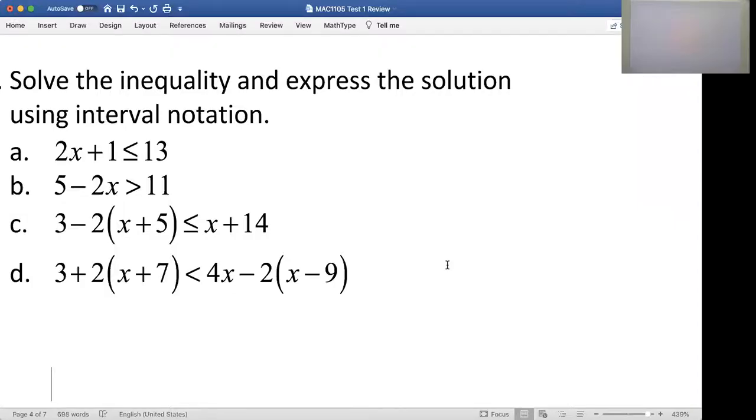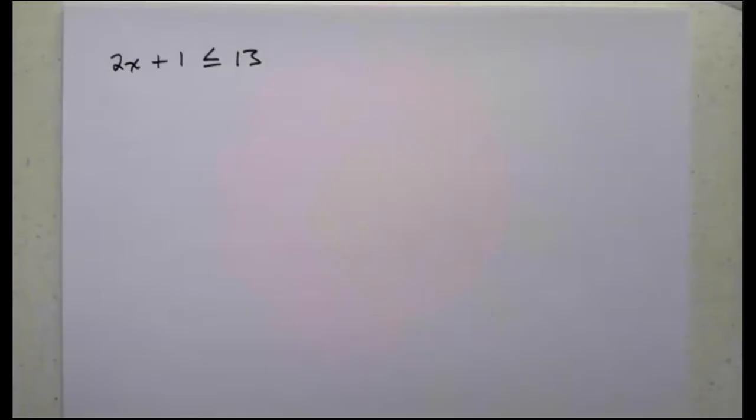For this set of questions, we are given inequalities and asked to construct the solution set and express it in interval notation. So the first one I have is 2x plus 1 is less than or equal to 13. And I'm going to do this a little bit differently than the way it's typically done. I prefer a testing points strategy.